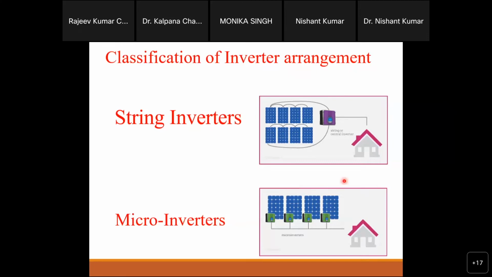For example, in the string inverter side, the main merit is that you have one converter.